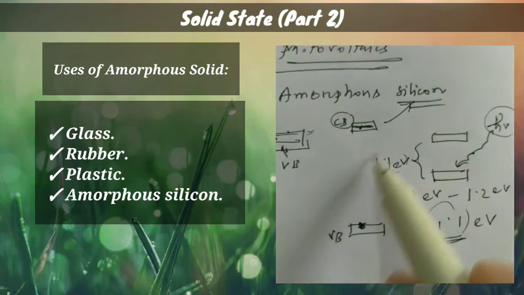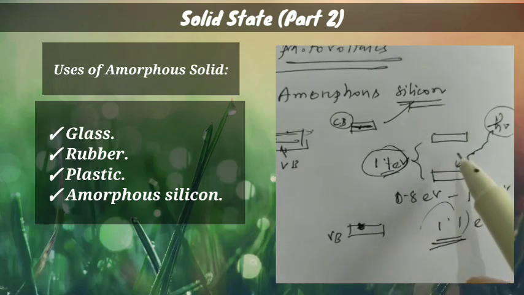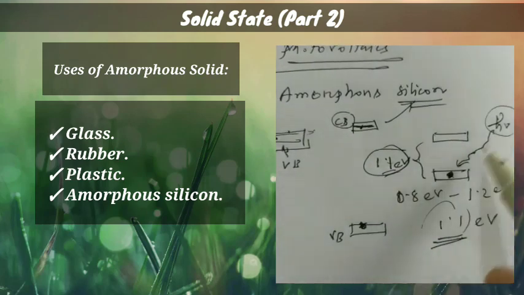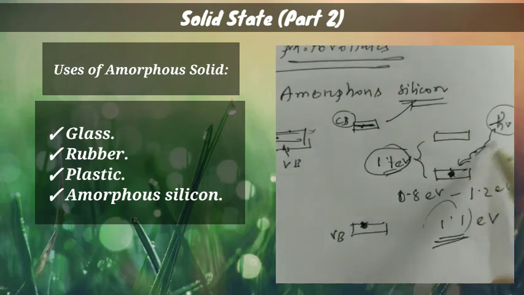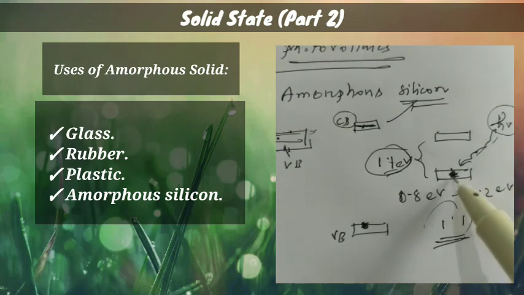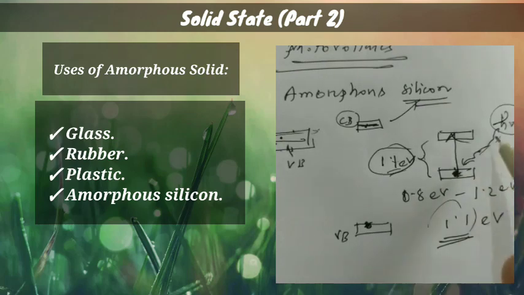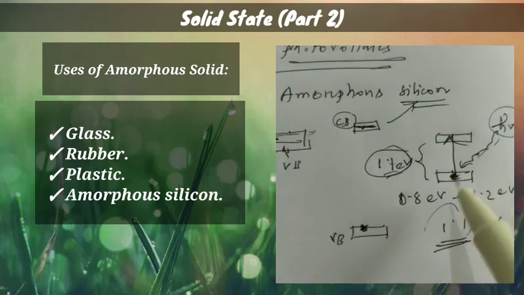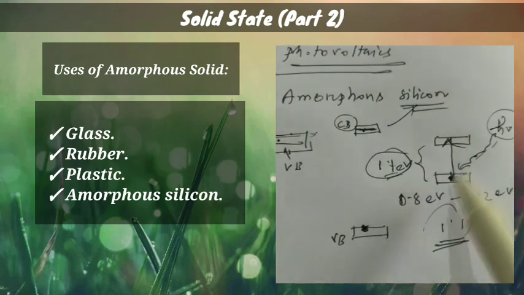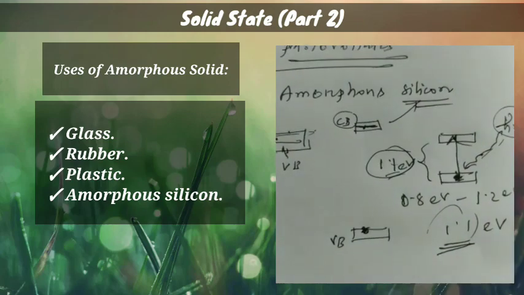When the sunlight strikes the valence band, the electron can go from here to here. So this amount of energy is sufficient to excite the electron from the valence band to the conduction band. That's why we get electricity, okay.